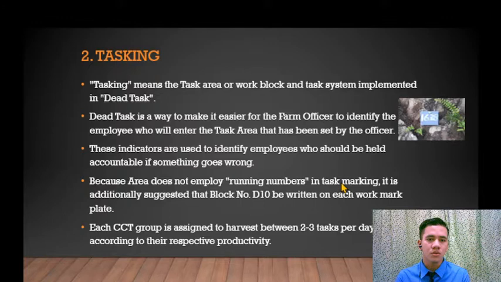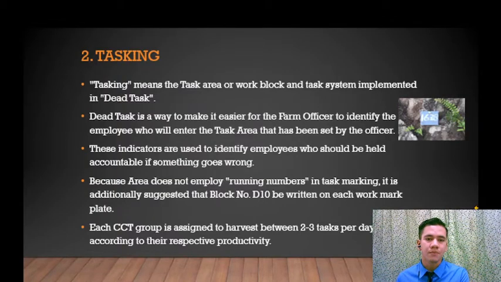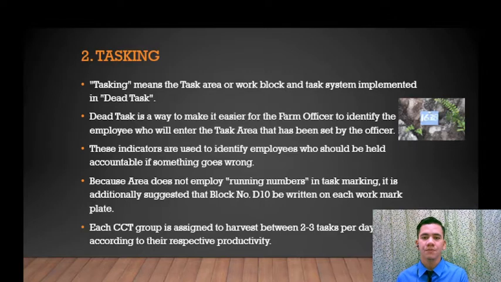Because the area does not employ running numbers in task marking, it is additionally suggested that the block number D10 be written on each work mark plate. Each CCT group is assigned to harvest between 2 until 3 tasks per day according to their respective productivity.